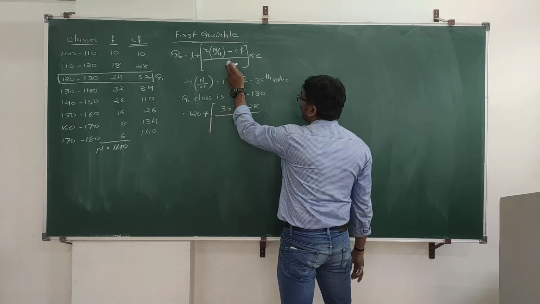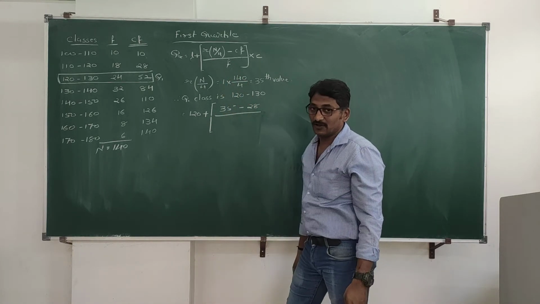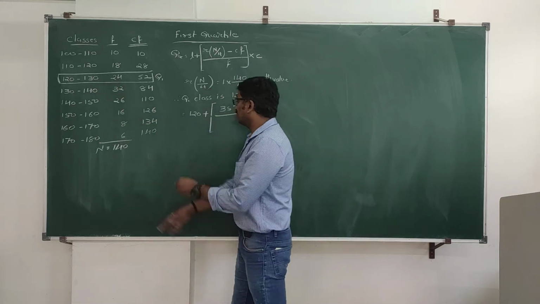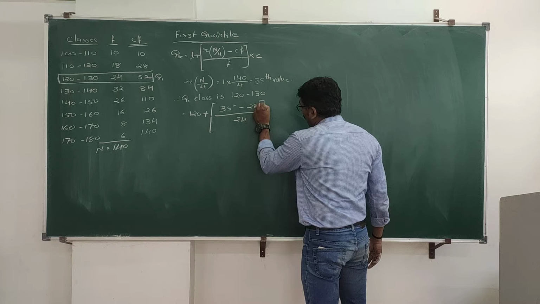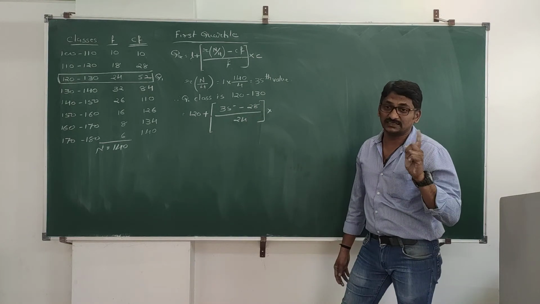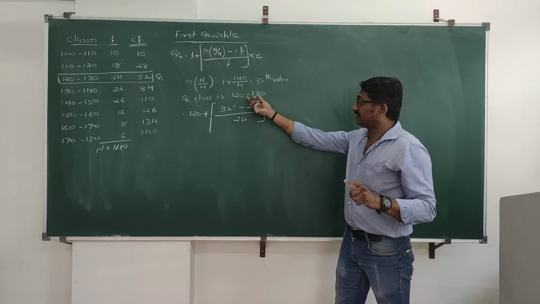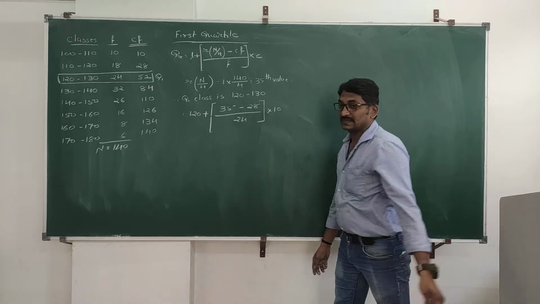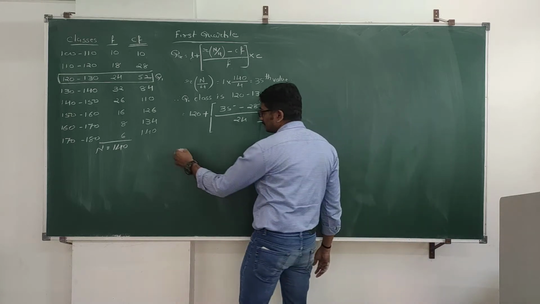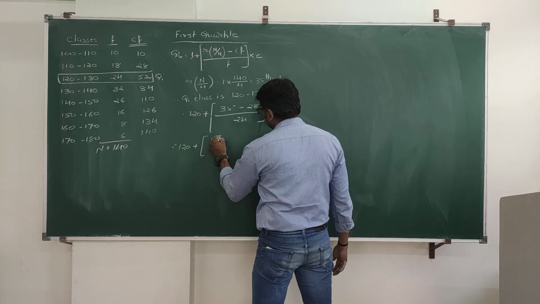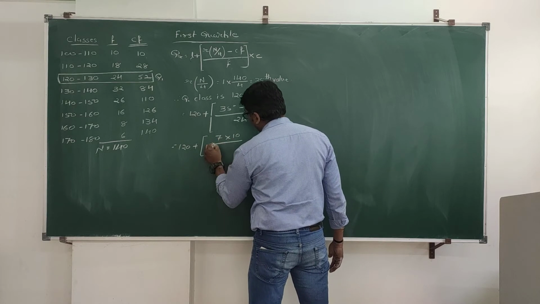This is divided by the frequency of the quartile class. What is the frequency of 120 to 130? 24. Multiply by C, which means the difference in the quartile class, not in any other class. What is the difference here? 10. Solve this. 120 plus 35 minus 28 is 7. I will take this 10 inside, divided by 24.